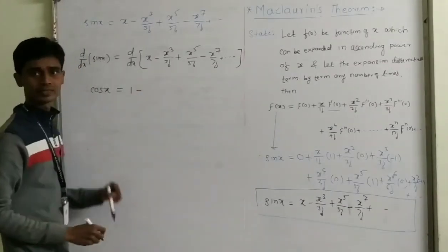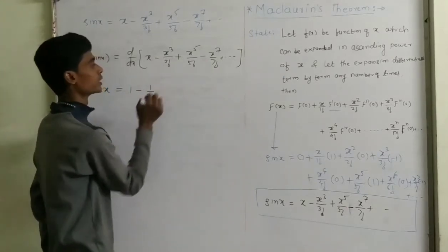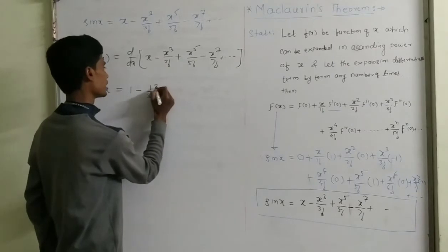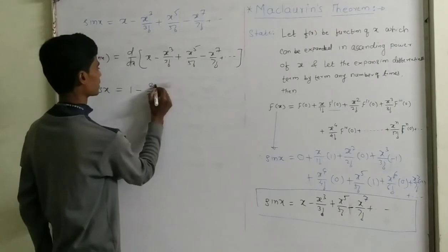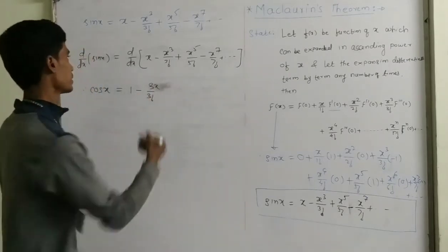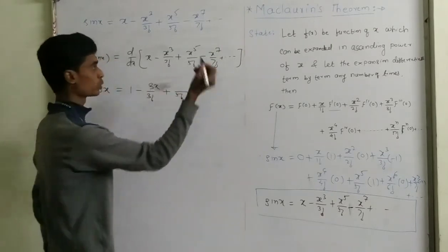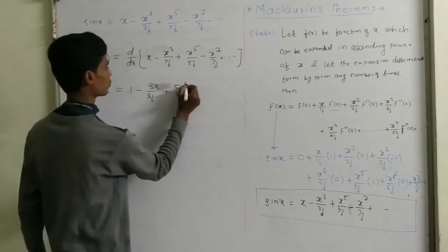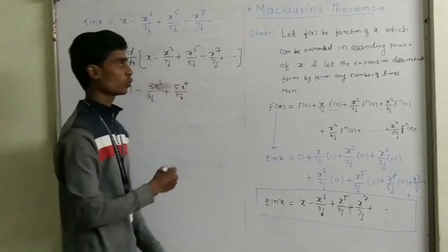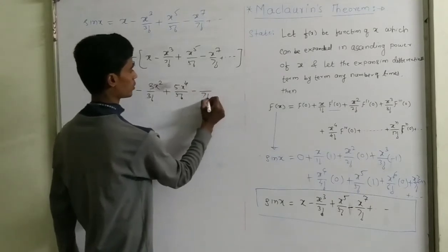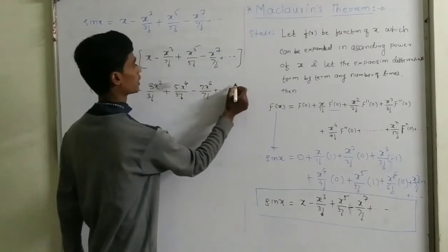This minus sign as it is. 1 by 3 factorial is constant, so I write down 1 by 3 factorial. Derivative of x cube is 3x square. So we write down like this, 3x square upon 3 factorial. Similarly next plus this 1 by 5 factorial as it is. Derivative of x raised to 5 is 5x raised to 4. Here is minus 1 upon 7 factorial as it is. Derivative of x raised to 7 is 7x raised to 6, and plus so on.